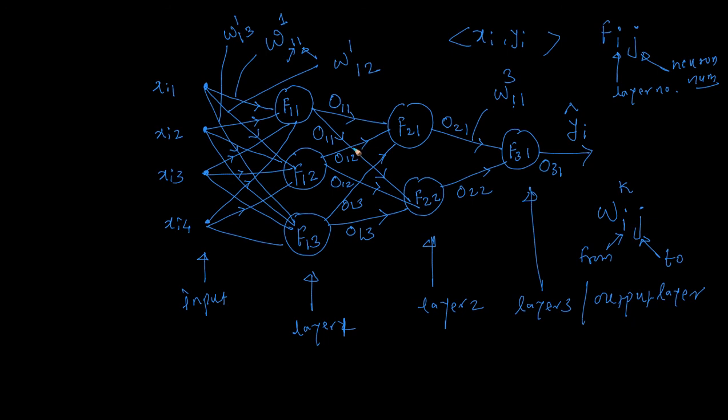So these two layers are called hidden layers because they are in between input and output layer. This layer is the input layer, and this layer is the output layer. So the layers between input layer and output layer are called hidden layers. So these are the notations. We'll use the notation for studying the other concepts in the deep neural network course.